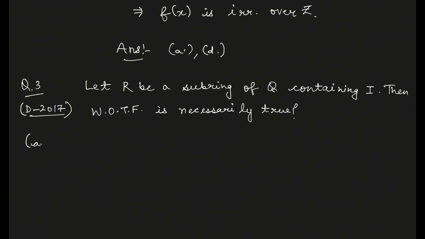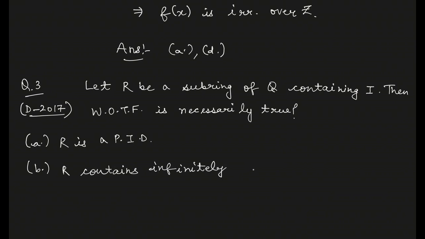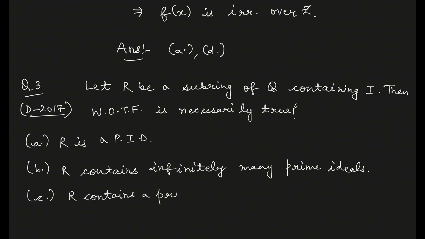Option A, R is a principal ideal domain. Option B, R contains infinitely many prime ideals. Option C, R contains a prime ideal which is not a maximal ideal.